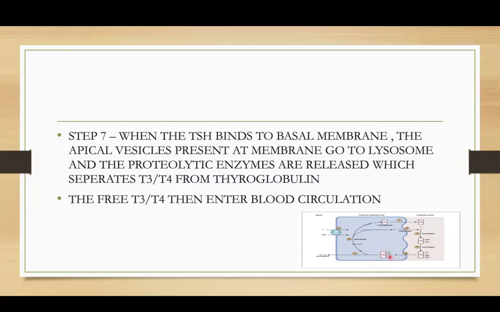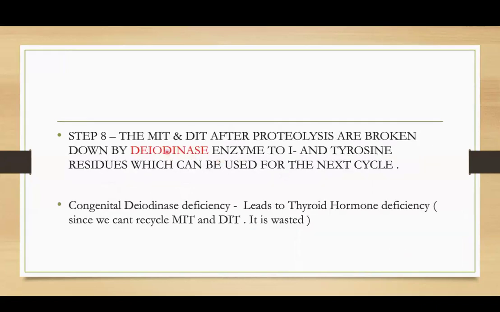So the free T3 and T4 are going to leave the cell and then enter blood circulation, but the MIT and DIT do not. The thyroglobulin also, as I said earlier, does not enter blood circulation because it's broken down. So what happens to the MIT and DIT? That's the last step. The MIT and DIT after proteolysis are broken down by deiodinase enzyme, the same deiodinase that we studied earlier that takes T4 to T3.